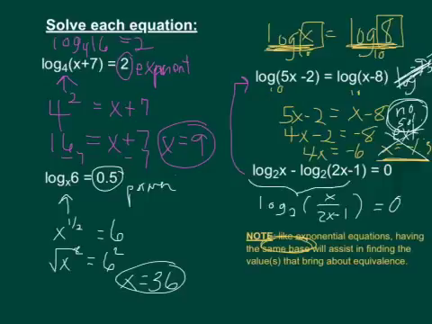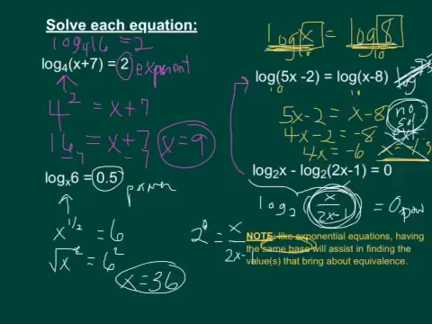Now don't do this. People will try to say that this quantity has to be 0. I'm sorry, that would not be true, because you can't take the log base 2 of 0. So don't say that that equals 0. Instead, what we're going to have to use is the definition of this logarithm again. The base is 2. The power is 0. And the result of raising that base to that power is x over 2x minus 1.